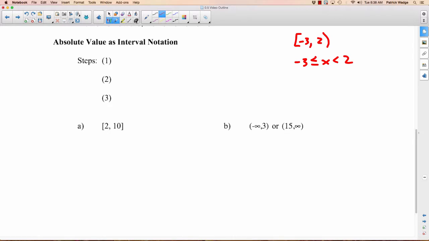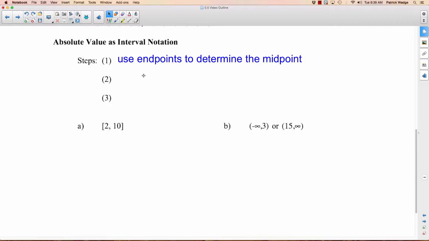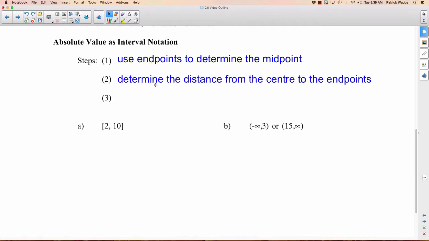Now we're going to show you a third way, which I'm not as big a fan of. I find this a little bit confusing. Thankfully, it doesn't show up too much in the course. So there's 3 steps to doing this. One is you're going to use the endpoints. So here's my endpoints, 2 and 10, right? You're going to use your endpoints to determine the midpoint. Then you're going to determine the distance from the center to the endpoints, and you're going to determine the inequality type. So let's do a little sketch here to help us out.